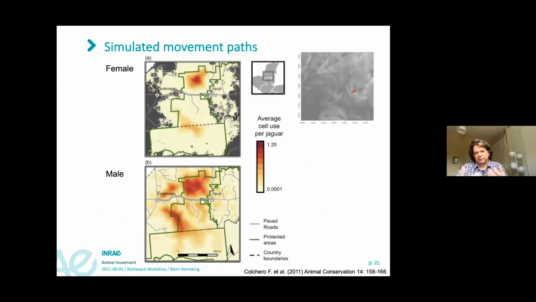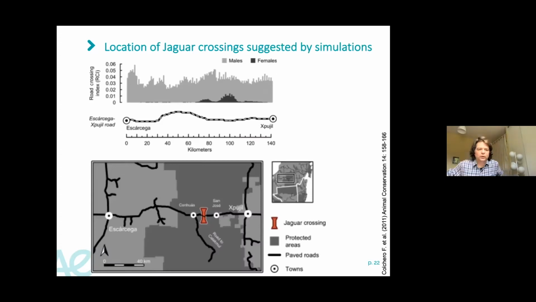Then one of the big benefits of these step selection functions is that we can simulate trajectories from them. Because the model predicts, given that the animal is at a given place, where it might be next, we can use this to simulate trajectories. If you do this over a long time, you get results like here to the left, where we see the average cell use in the long term. But it doesn't only give us that, it gives us the path between points. And this is what was then used to find places that might be useful for the crossing.